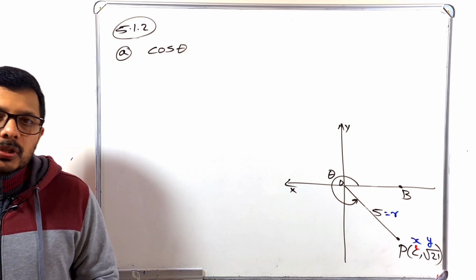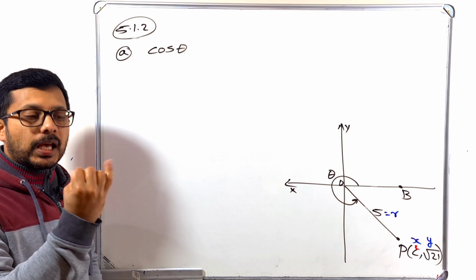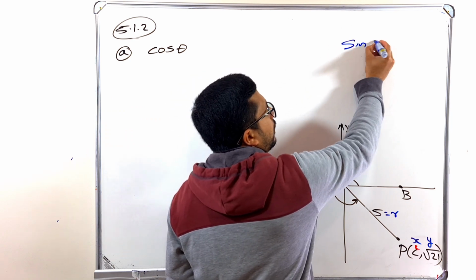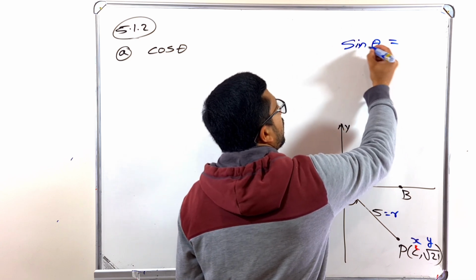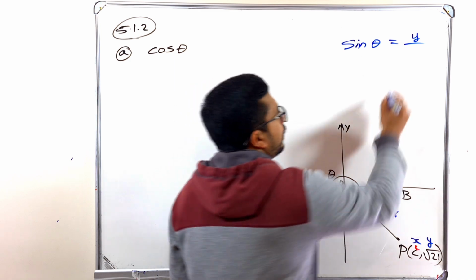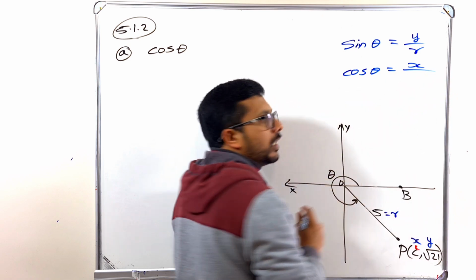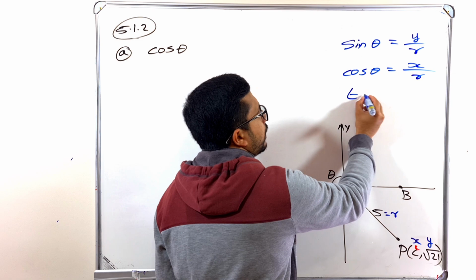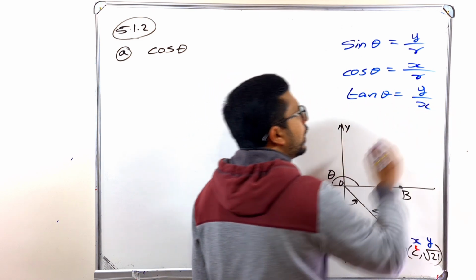To do this type of question, you have to know clearly the definitions of sine, cos and tan. What is the definition of sine theta? You studied it in earlier classes. Sine theta is the opposite side, which we represent with y, divided by the hypotenuse. Cos theta is the adjacent side, which we represent with x, divided by the hypotenuse. And tan theta is the opposite side, y, divided by the adjacent side.